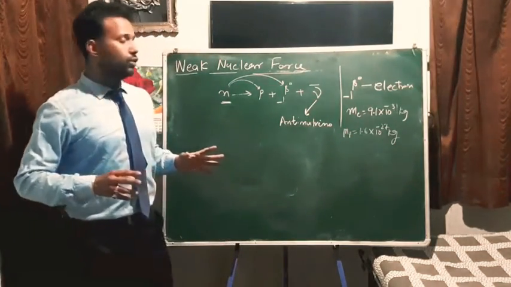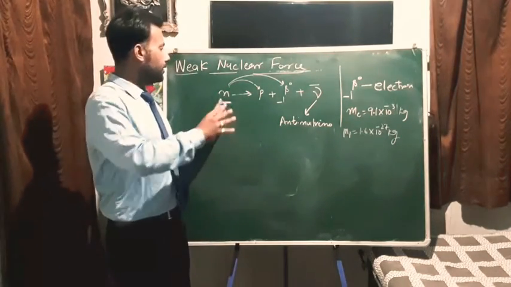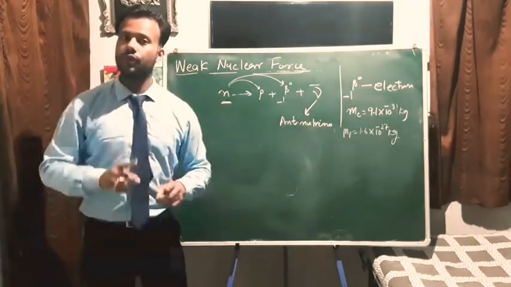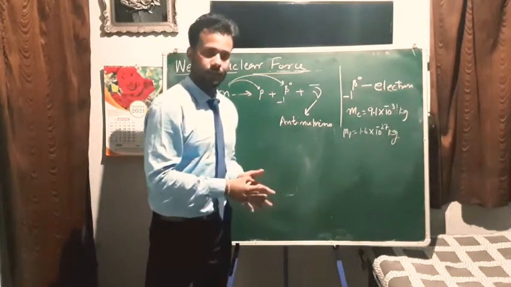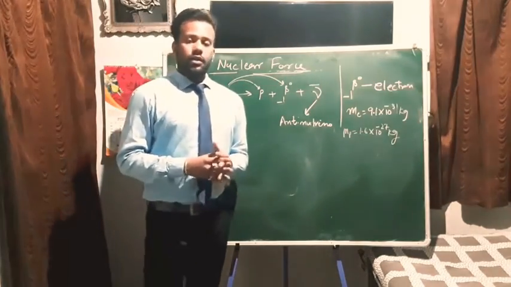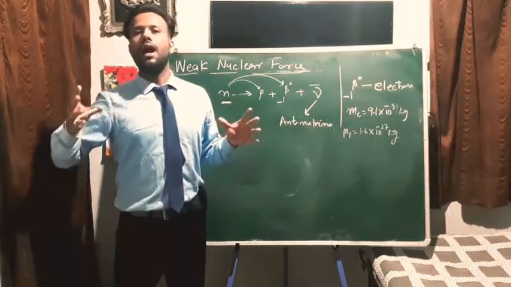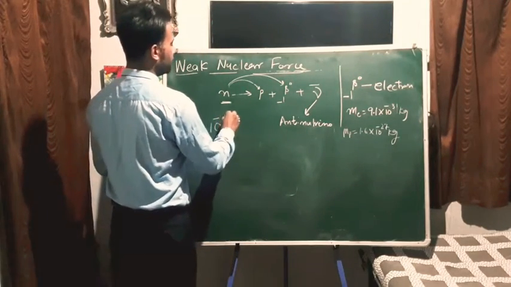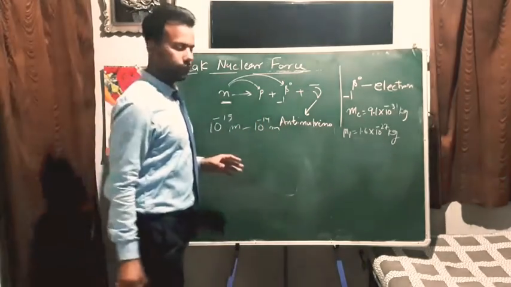So due to the weak nuclear force, they are able to interact with each other. Due to the weak nuclear force, these heavy particles can interact with the lighter particle. So this is your weak nuclear force. Obviously, what is the range? They act inside the nucleus, so the range is very short, again 10^-15 meter to 10^-14 meter.